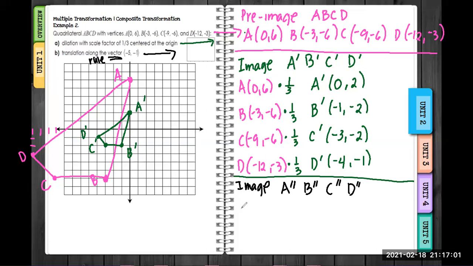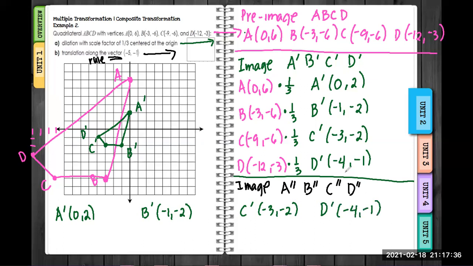Okay, let's do it. It says A, so I'll use green again because I need to copy. A prime is 0, 2, and then B prime is negative 1, negative 2. C prime is negative 3, negative 2. And D prime is negative 4, negative 1. Now, to have the translation, the rule says we need to subtract 5 to the x, and subtract 1 to y. Okay? So we're going to do it here.